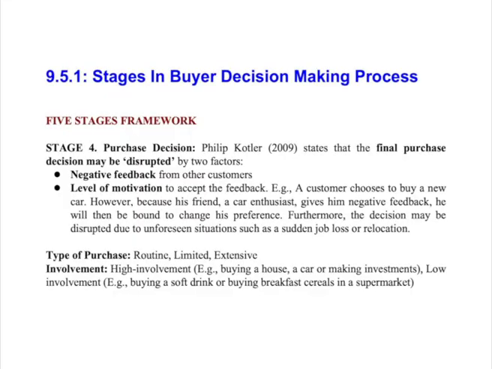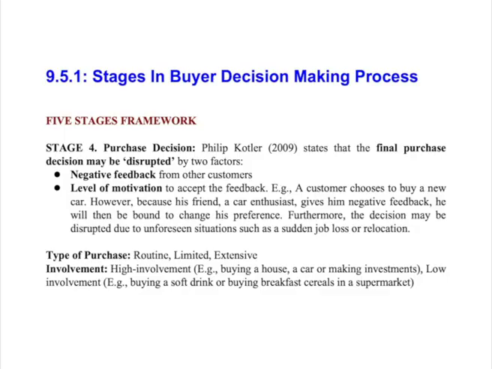Routine is products that we buy habitually, limited is where I buy once in a while. Groceries are routine, limited is say clothes, I do not buy them every month, I buy them once in a while when there is a special occasion or a festival. Extensive is where you are putting in a lot of effort into purchasing that particular product.